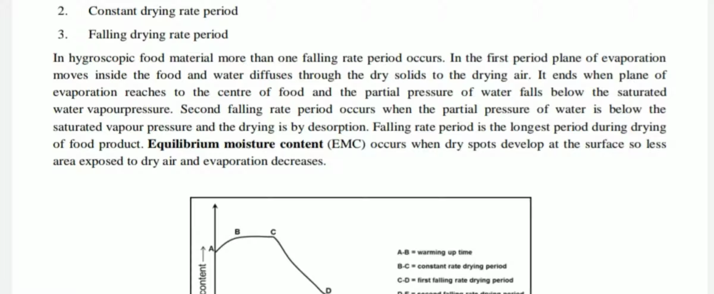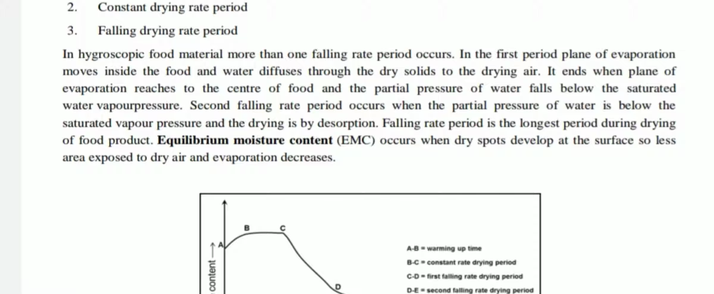when the water present in the center of the food starts vaporizing, the partial pressure of water falls below the saturated water vapor pressure. The second falling rate period occurs when the partial pressure of water is below the saturated vapor pressure. So it means the tightly bound water is only present during the second falling rate period. So the falling rate period is the longest period during drying.